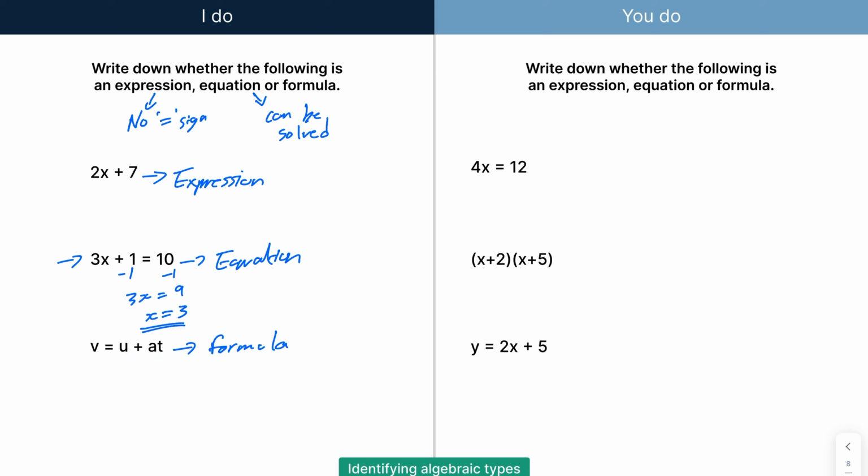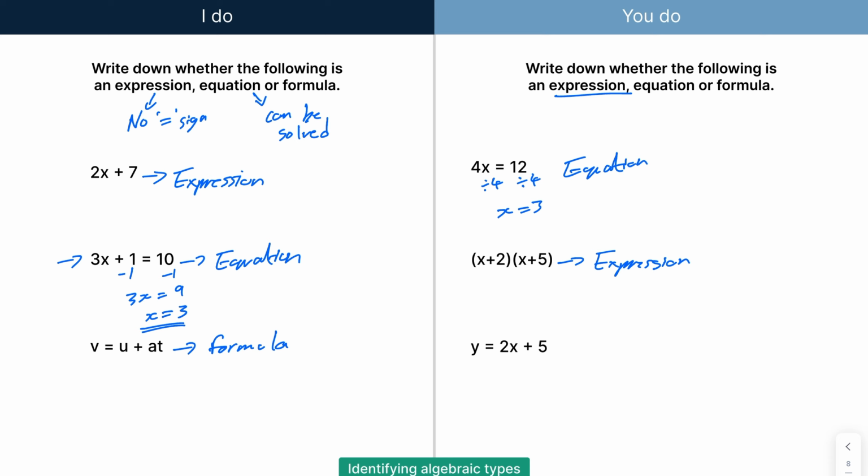Okay, so hopefully you've pressed pause and had a go at the example on the right. So expression, we can start off with the easy one. It's the one with no equal sign. So this one's got no equal sign. So this is going to be an expression. Now, the first one can be solved. I can divide both sides by 4, and that gives me x is equal to 3. So because it can be solved, this is an equation.